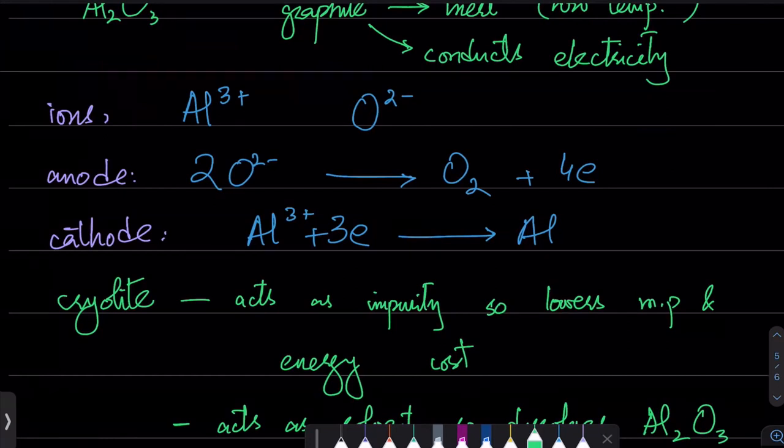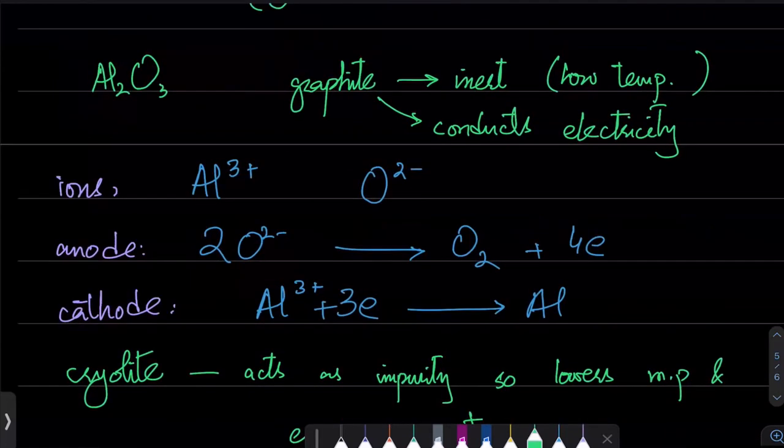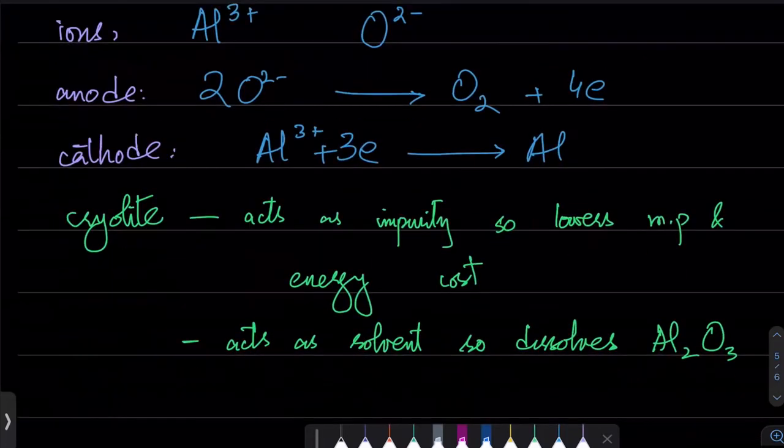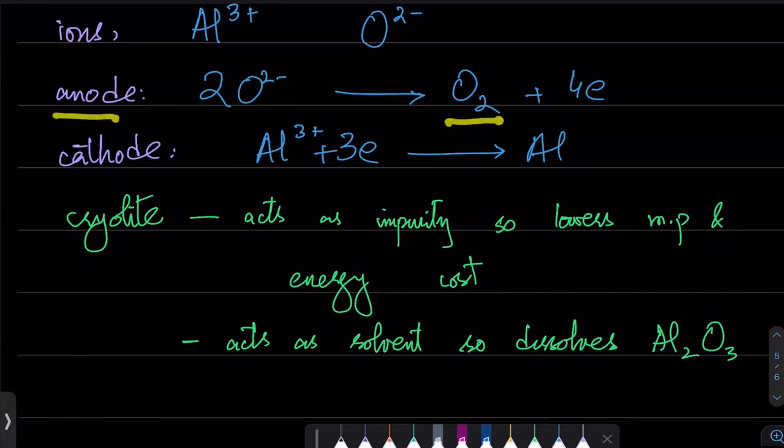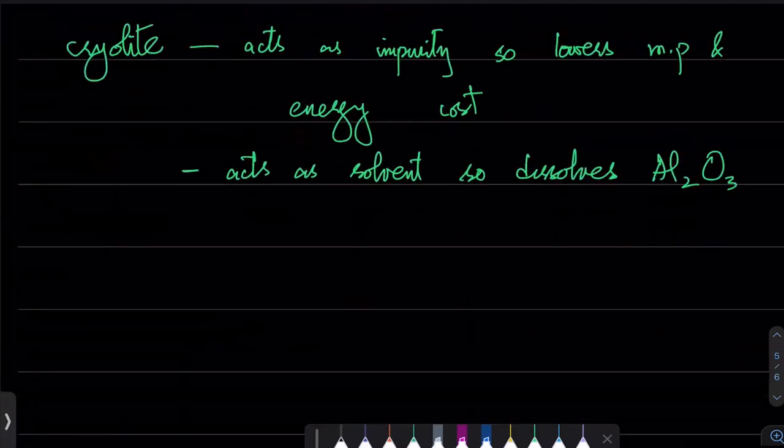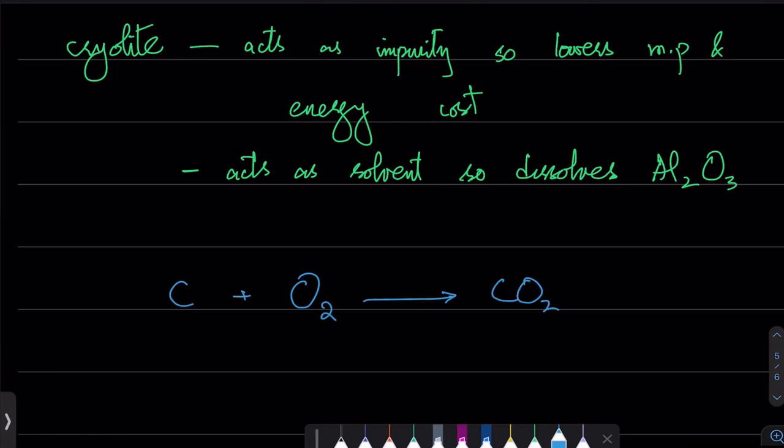Okay. Second issue is that I told you that graphite is inert at low temperature. But even though you have lowered the energy cost and lowered the melting point, it is still above 1000 degrees Celsius. And your anode is made of graphite and oxygen is forming there. It is a high temperature, so the anode will literally burn and you'll get carbon dioxide. It will erode. Very good for us.